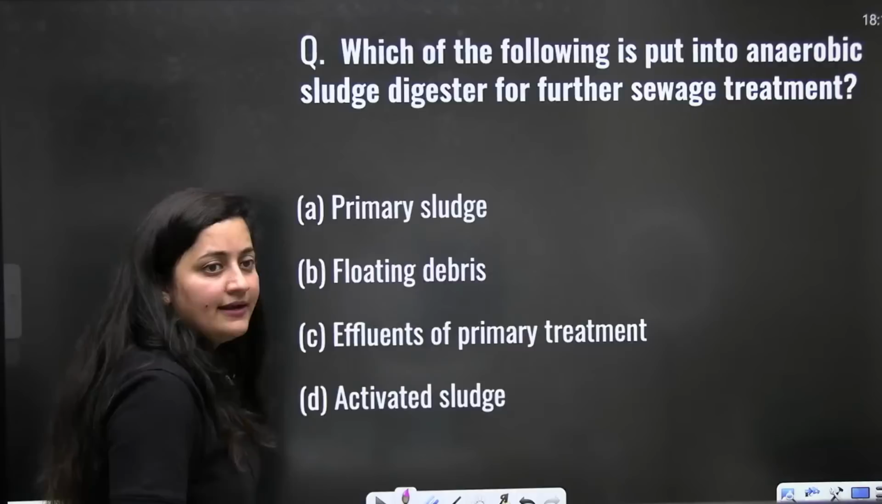So now, answer it. Which of the following is put into the anaerobic sludge digester?